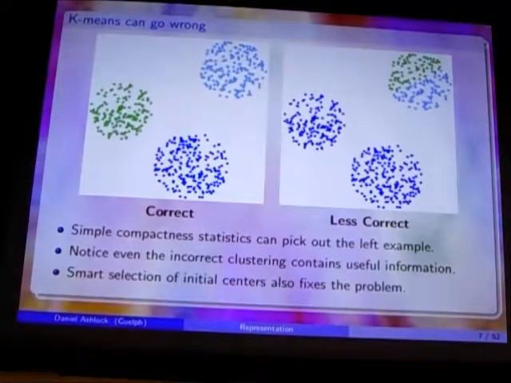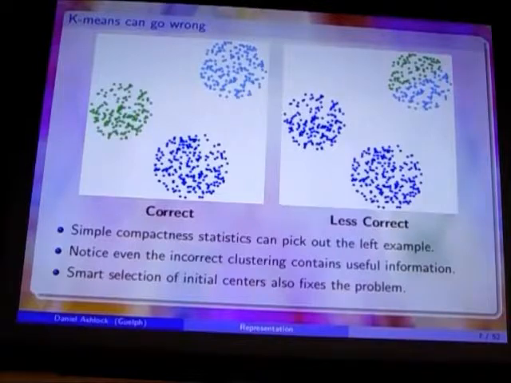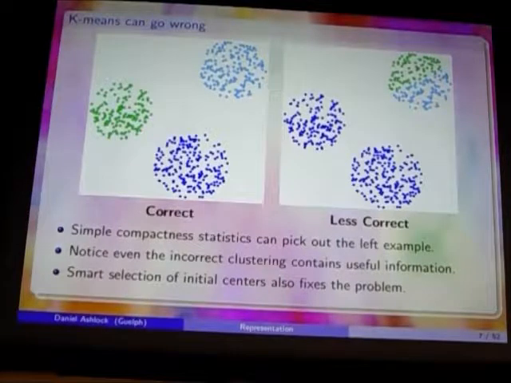Okay, so the other thing is, K-means can go wrong. So there's my very K-means friendly data set, and I ran it a couple of hundred times, and 2 of the results took one of the spherical groups and split it in half. Now, would anybody like to guess why I put "less correct" rather than "wrong" as the label?